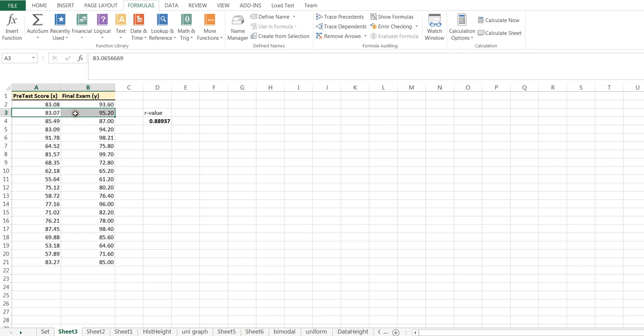This is going to be the second point on the coordinate system. This will be the third point. Altogether, we're going to have 20 points on that XY coordinate system. And that's going to be our scatter plot. So let's see what that looks like.